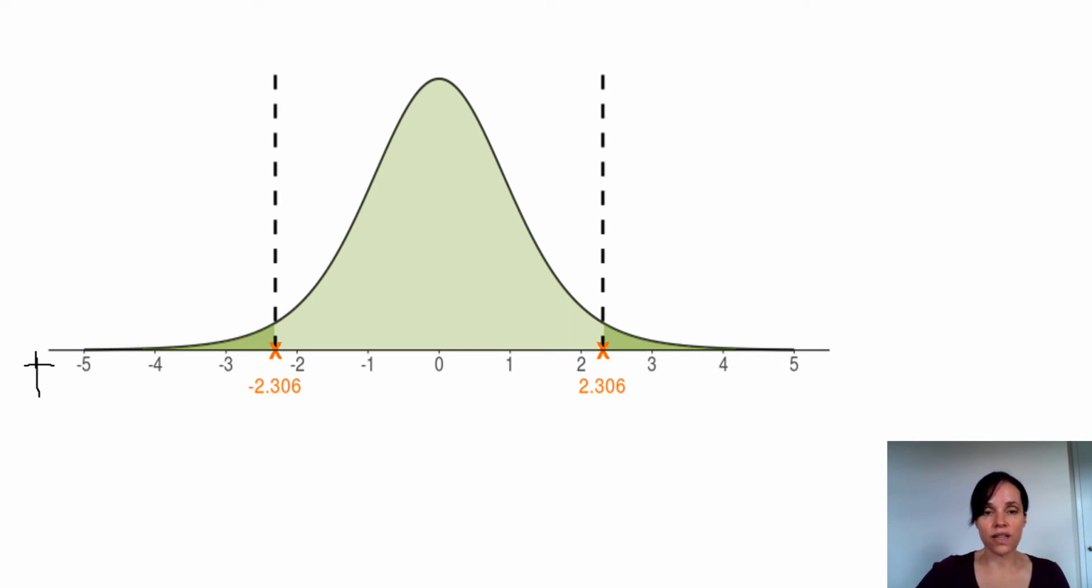What this means is if our observed value of t is somewhere in between negative 2.306 and positive 2.306, we will retain the null hypothesis. But if our observed value of t is greater than 2.306 or less than negative 2.306, then we will reject the null hypothesis.